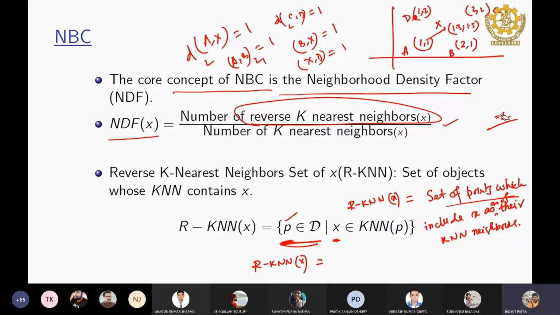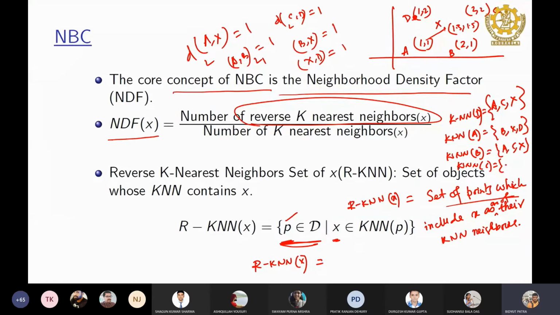So k nearest neighbor of D, what will be the KNN of D? KNN of D will be A, C, and X. So KNN of A, what will be it? KNN of A will be B, X, D. What will be the KNN of B? It will be A, C, X. What will be the KNN of C? So it will be B, D and X.